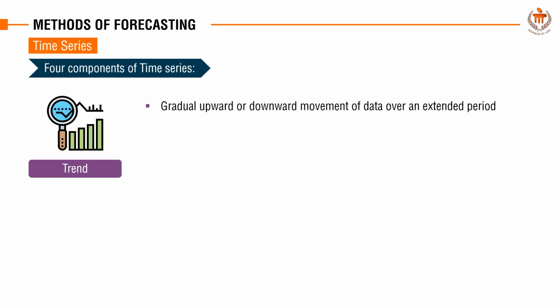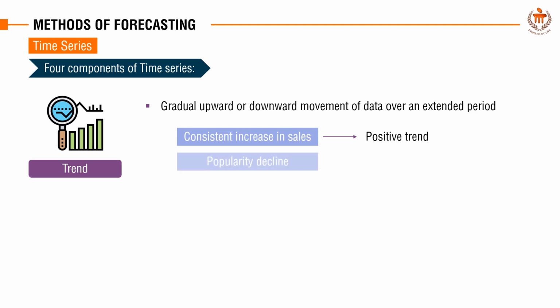Time series data comprises four key components that help in understanding and forecasting trends. Trend refers to the gradual upward or downward movement of the data over an extended period. For example, a consistent increase in sales figures over several years indicates a positive trend, while a decline in a product's popularity shows a negative trend.